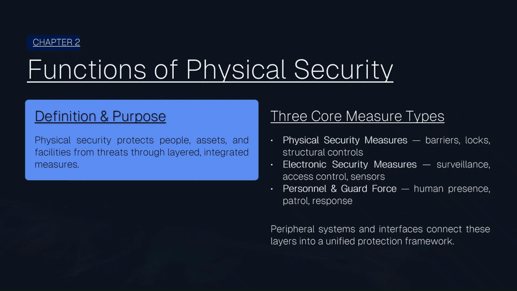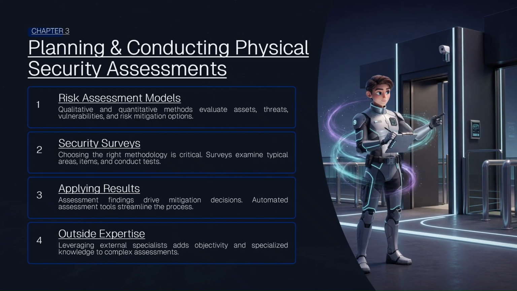The third category involves personnel and guard force measures. Security officers, patrols, and response teams provide the human presence needed to monitor activities, detect suspicious behavior, and respond to incidents. Supporting all these measures are peripheral systems and interfaces, which integrate these layers into a unified security framework. When properly combined, these layers create a defense in-depth approach greatly enhancing overall protection. A key responsibility of security professionals is to plan and conduct physical security assessments.